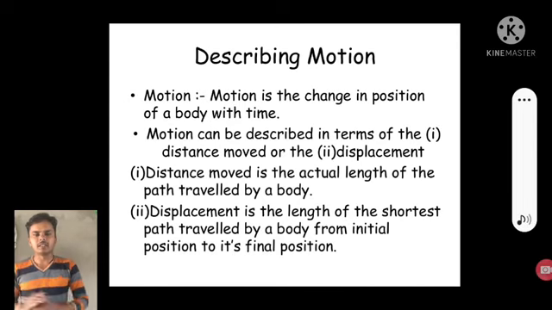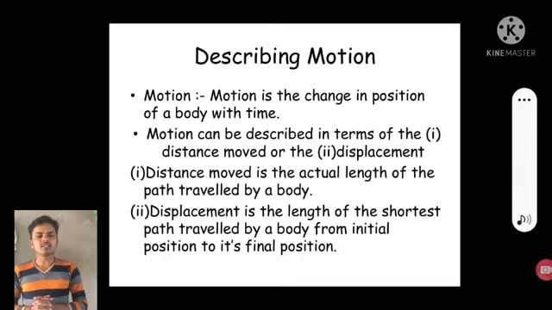distance and displacement. Distance is nothing but the actual length of the path traveled by a body, and displacement is the shortest length traveled by a body from its initial position to its final position.